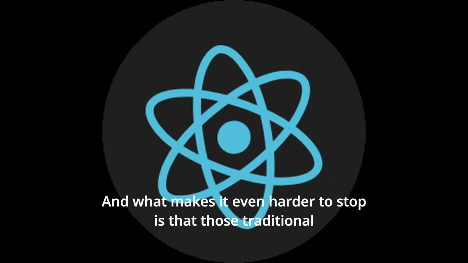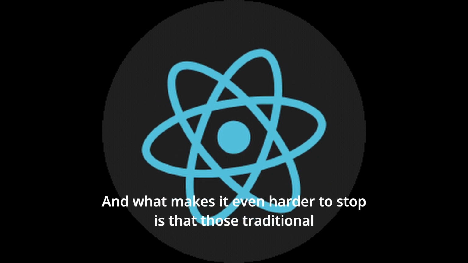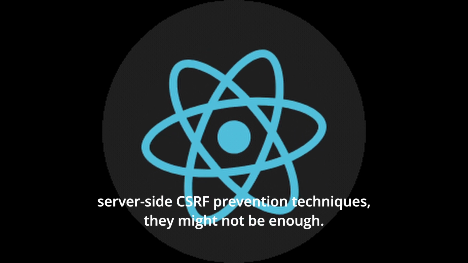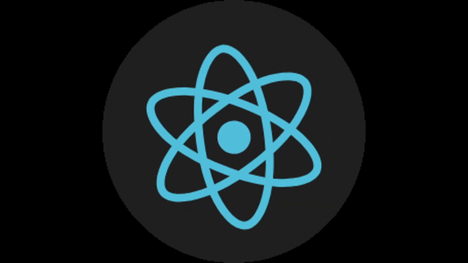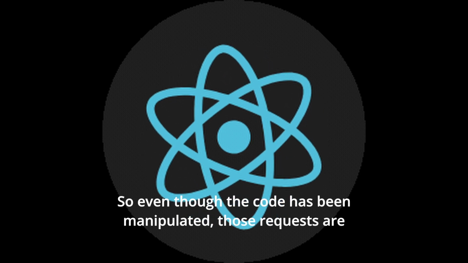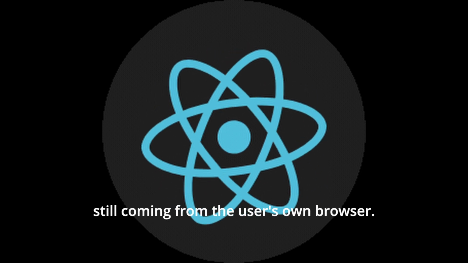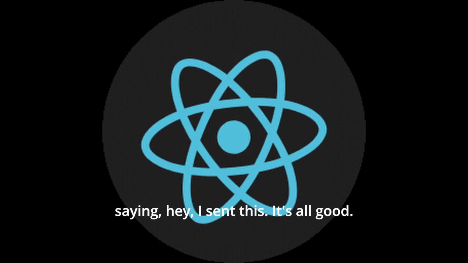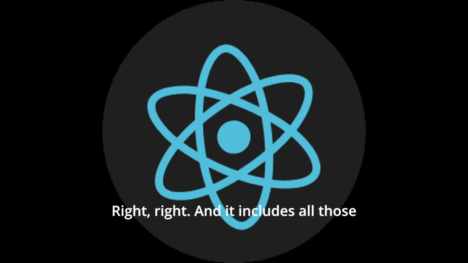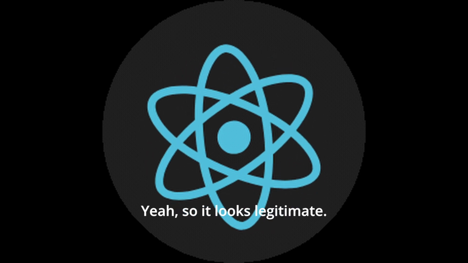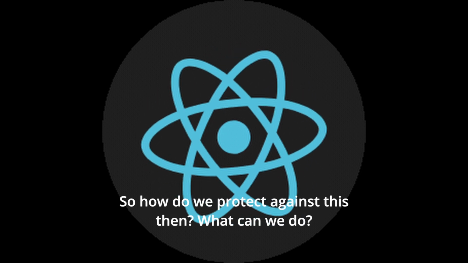And what makes it even harder to stop is that those traditional server-side CSRF prevention techniques might not be enough. So even though the code has been manipulated, those requests are still coming from the user's own browser. Exactly. It's like the browser saying, "Hey, I sent this. It's all good." Right. And it includes all those cookies and headers that it normally would. Yeah. So it looks legitimate. So how do we protect against this then?